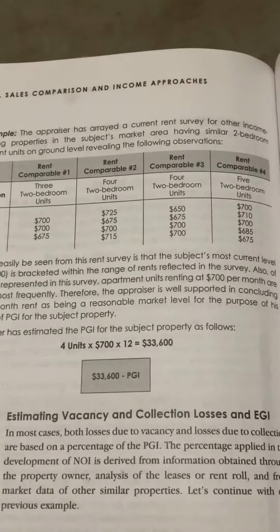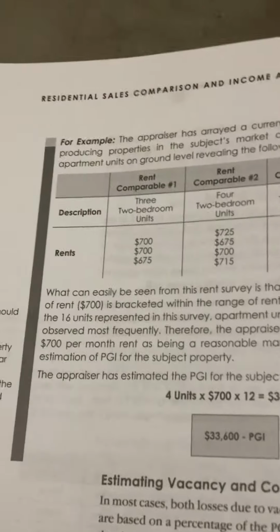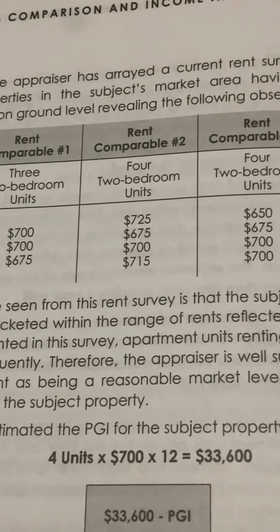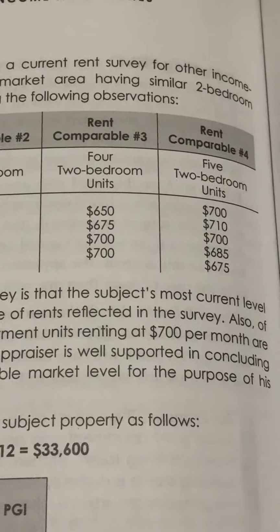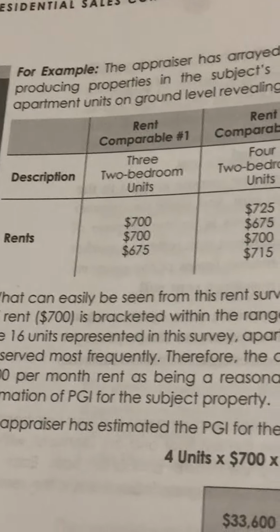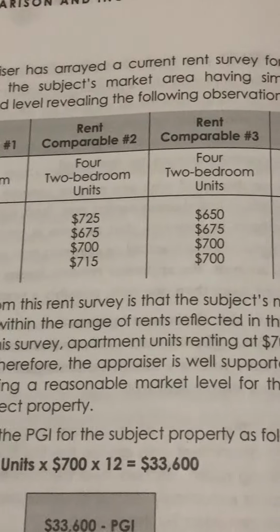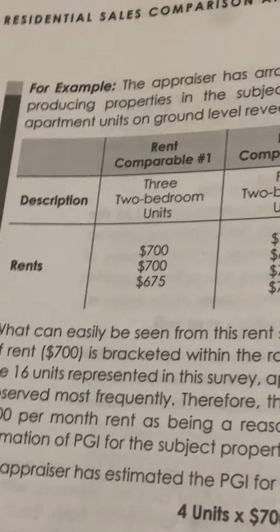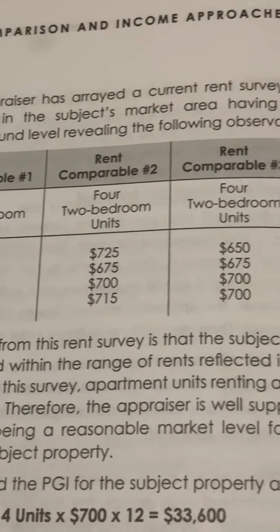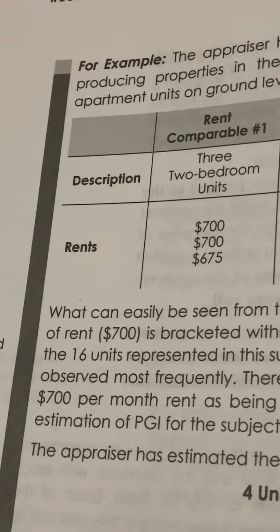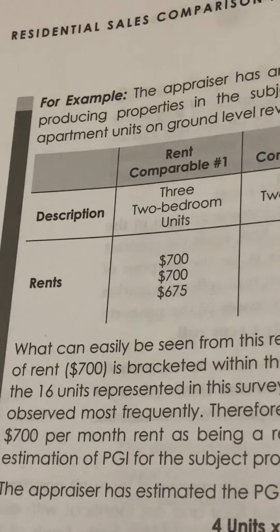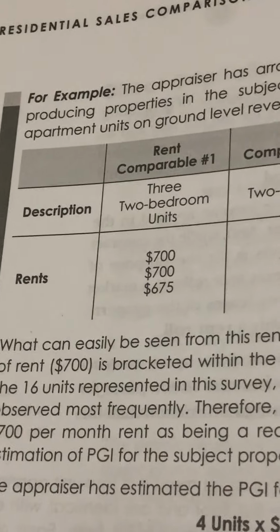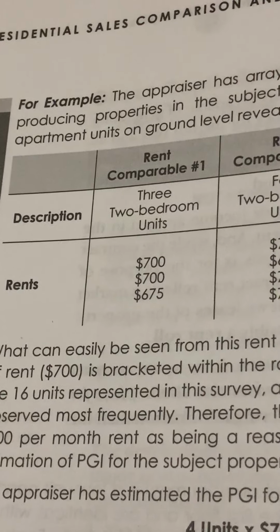Residential sales comparison and income approaches, page 186. For example, the appraiser has arrayed a current rent schedule for other income producing properties in the subject's market area having similar two-bedroom apartment units on ground level, revealing the following observations. Here's a grid. Rent comparable number 1. Description, it's three two-bedroom units.